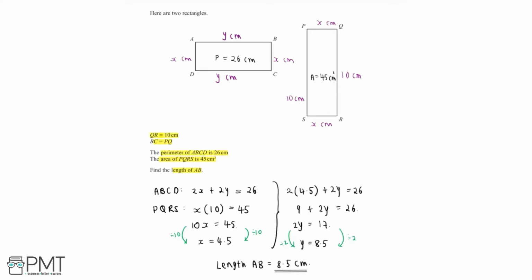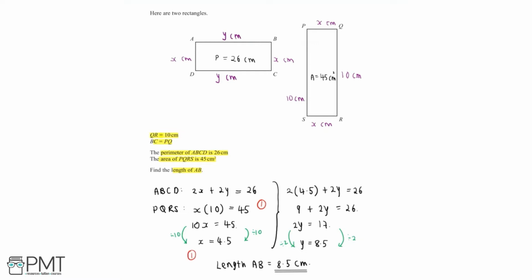Now this question is worth 4 marks. We get the first mark for creating the two expressions for the perimeter and the area, and we found that 2x plus 2y is equal to 26, and 10x is equal to 45. We get the second mark for a process to find the value of x, by using the fact that 10x is equal to 45, and so x would be equal to 4.5.